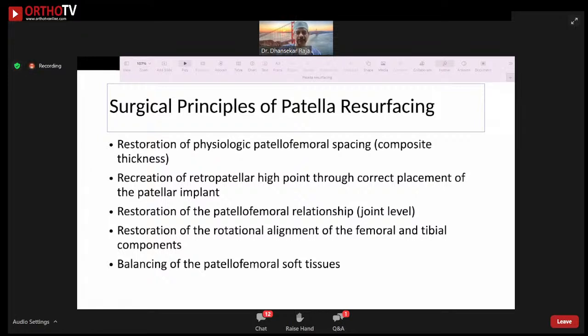Restoration of rotational alignment of the femoral and tibial components. It's very important. If there is a malrotation of the tibial or femoral component, there will be patellar maltracking. So that has to be addressed. Balancing of the patellofemoral soft tissues. If there is lateral retinacular tightness, that has to be addressed.